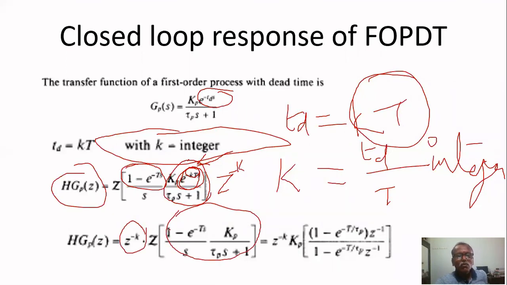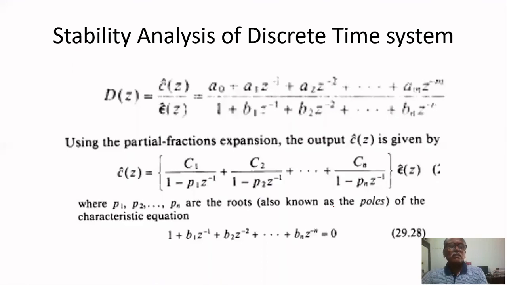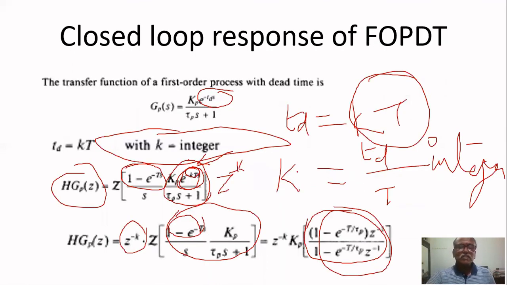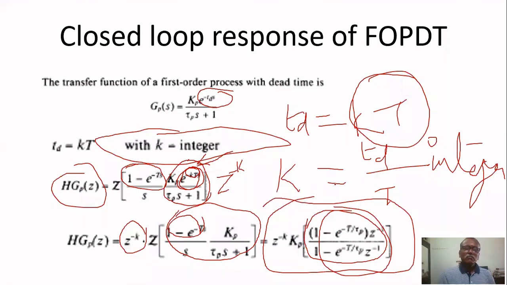The remaining things are here: 1 minus e power minus Ts upon s, Kp upon tau s plus 1. The 1 minus z power minus 1 also can be taken outside. For the remaining part, if you find the z transform, you will get this. So this is the closed loop response of a first order plus dead time process.